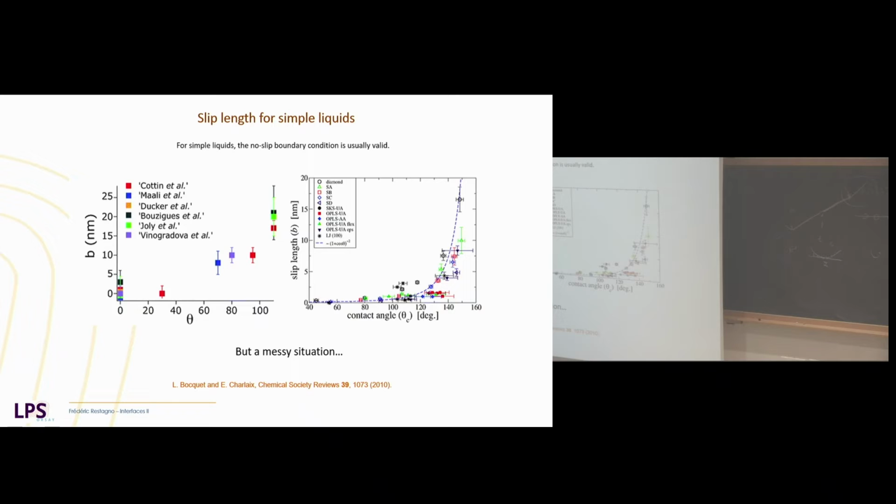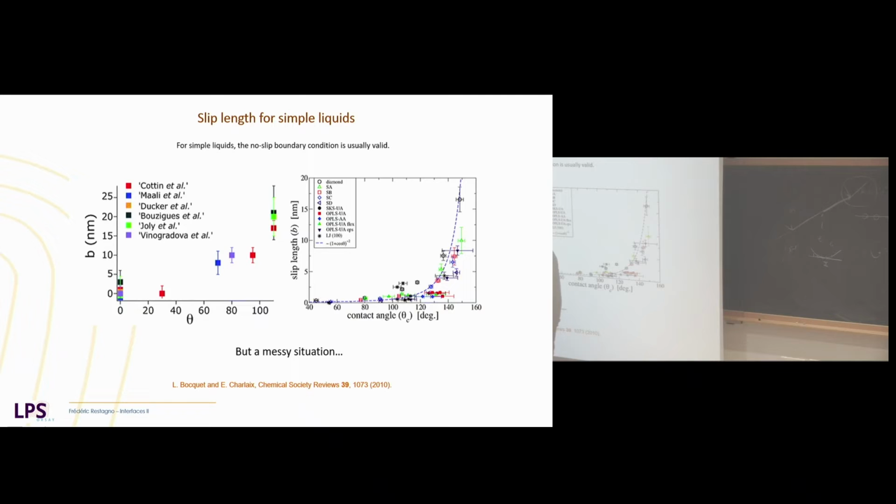And as I would have expected, there is an influence of the wetting properties of water. So the more the water adheres, so the lower the contact angle is, the lower the slip length is. And if I go to surfaces which are more hydrophobic, I see an increase of the contact angle. So that's, well, the water doesn't like the surface. So to some point, I understand why the surface slips more. So that's experimental data from several groups using several techniques.